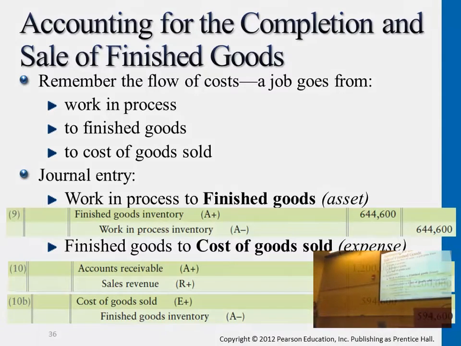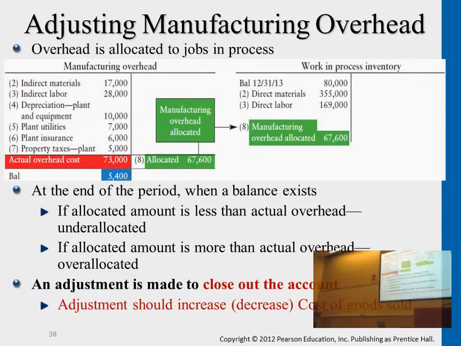Which most likely is the case because remember this is a predetermined rate, an estimation. Least likely it will be exactly the same as the actual number. So the difference is here, $5,400, we need to do something about it. So if we underassign the manufacturing overhead cost along the year, we need to assign more to cost of goods sold at year end to capture the fact that we have underestimated the manufacturing overhead cost.